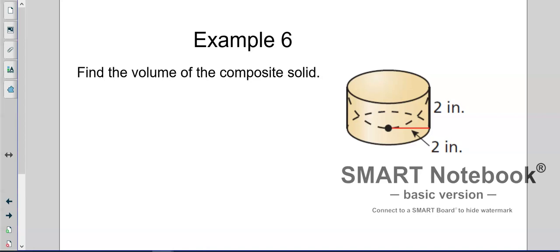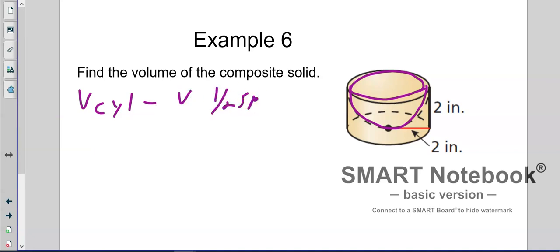Now, this one is just a little bit of work. Not hard, just doing a couple different things and finding the composite. So what we have here is a cylinder, but notice there is a half of a sphere taken out. It's kind of like a bowl set into the cylinder here. So what we need to do is find the volume of the cylinder minus the volume of the hemisphere, or half a sphere.